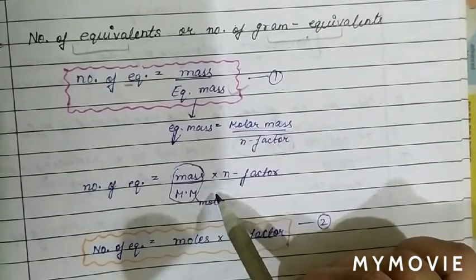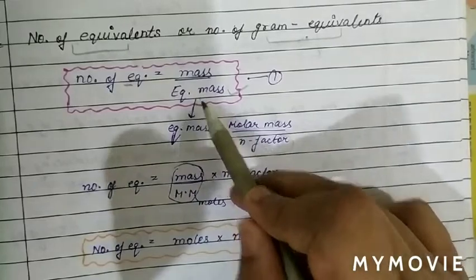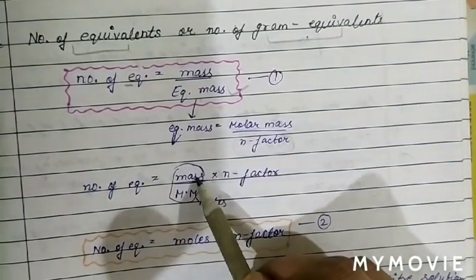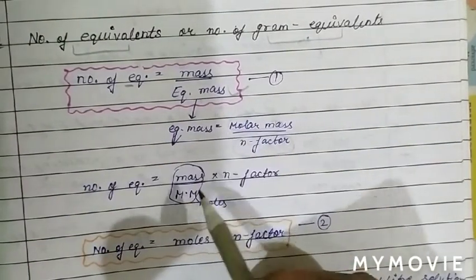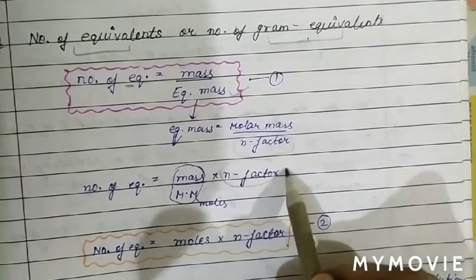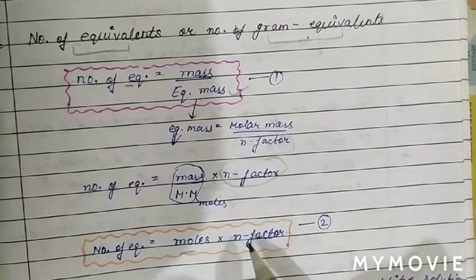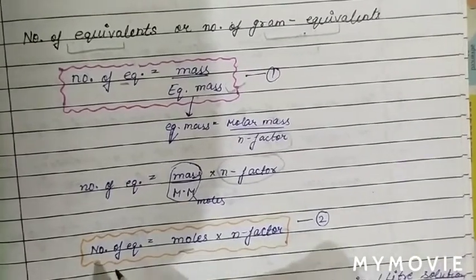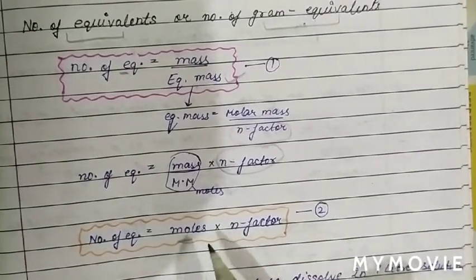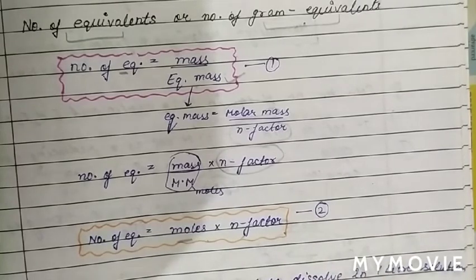Now put the value of equivalent mass here. So number of equivalent will be given mass, equivalent mass is molar mass divided by N factor. So N factor comes above, and we know given mass upon molar mass is number of moles multiplied by N factor. So number of equivalent is basically number of moles multiplied by N factor.